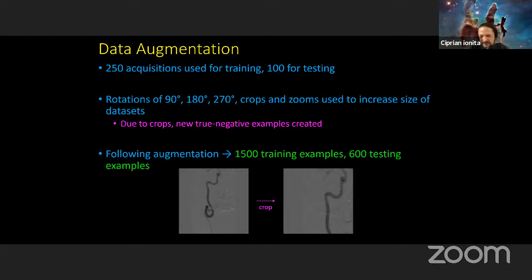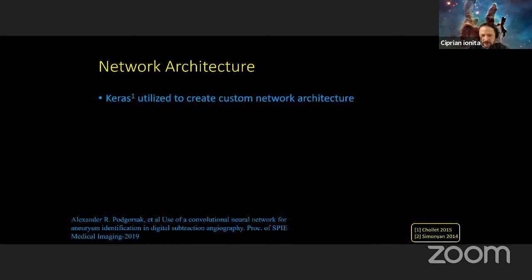So in order to bypass this, we cheated in a way, and we did rotations, we did zooms, we did a little bit of what is called data augmentation, by changing the images. And we made sure that when we crop, the aneurysm is not out, like in this case, where it becomes a true negative. And then we got 1,500 examples, and 600 we kept for testing. In other words, these you never touch during the training of the network.